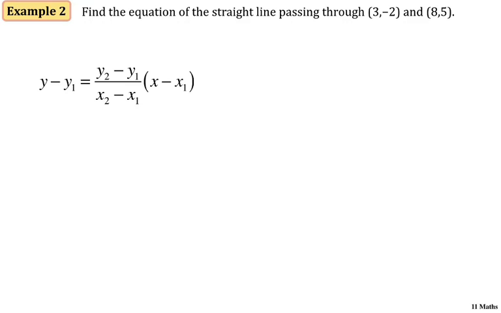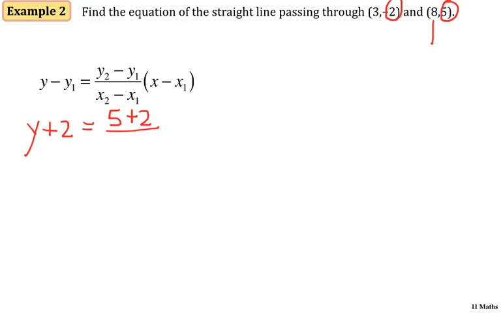Let's try using it. We end up with y minus. Now the y value of the first point is minus 2. So it's y minus minus 2, which is y plus 2. The y value of the second point is 5 minus the y value of the first point we've already said was minus 2. 5 minus minus 2 is 5 plus 2.